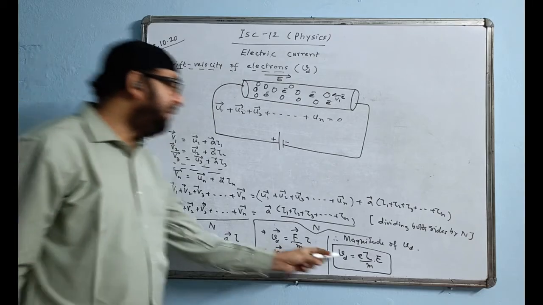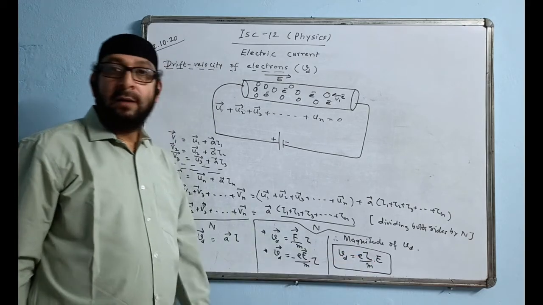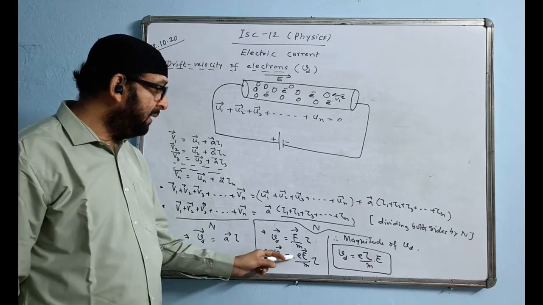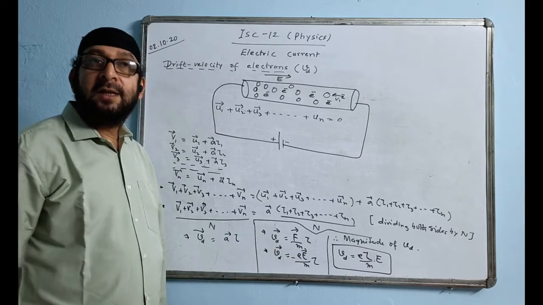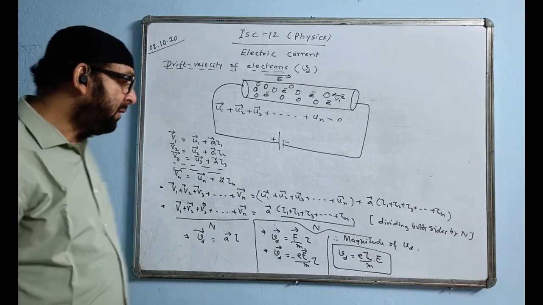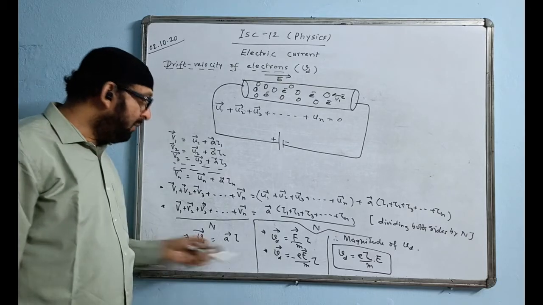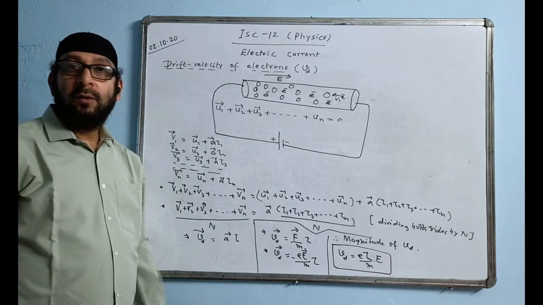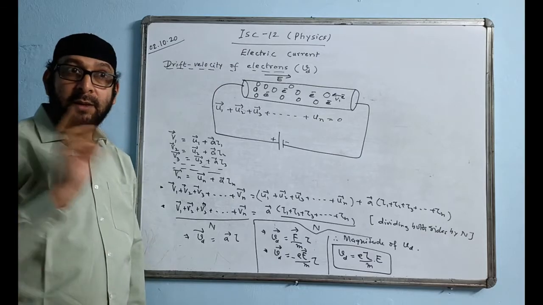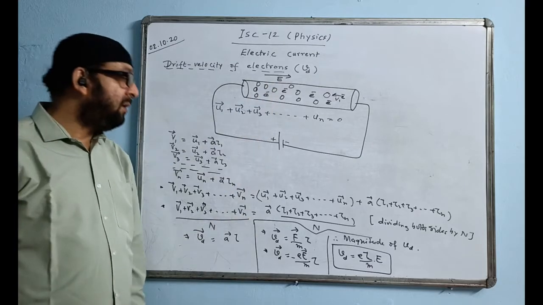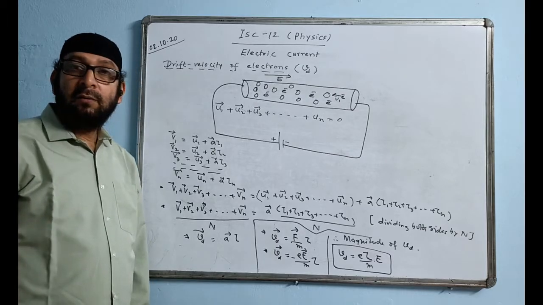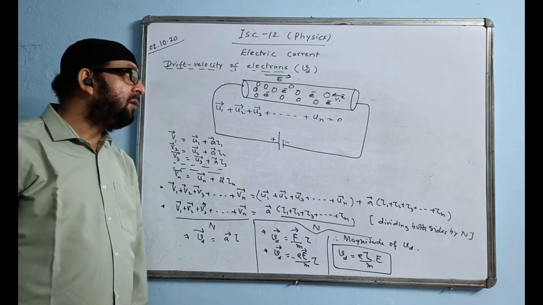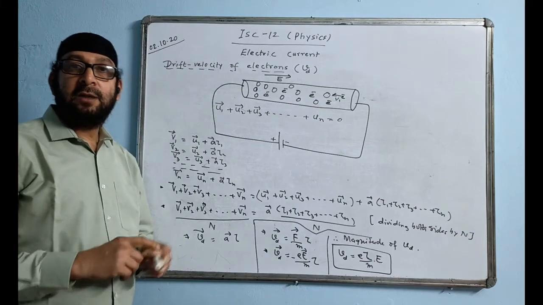This is the relationship between drift velocity and the electric field. In vector form we will write a minus sign because this Vd and the electric field are in opposite directions. You can check the definition now of the drift velocity. What is the definition I have given? The average velocity acquired by the electron in the direction opposite to the electric field is known as the drift velocity of electrons.